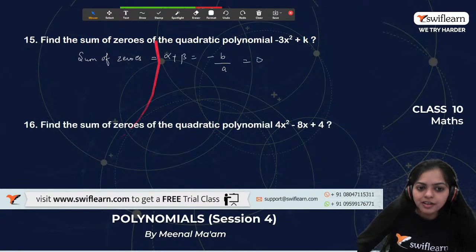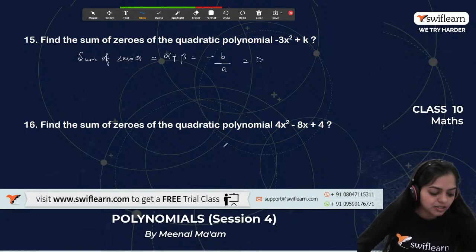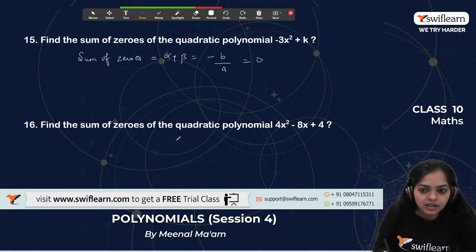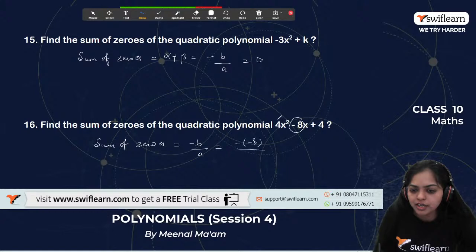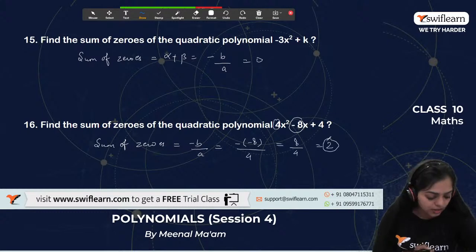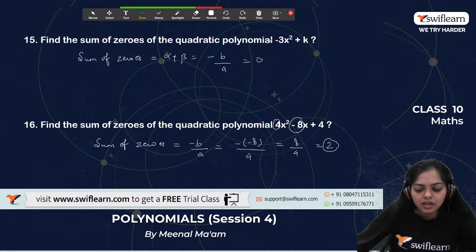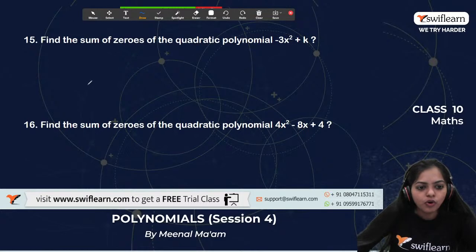Moving on to the next question. Find the sum of zeros of the quadratic polynomial 4x square minus 8x plus 4. Yes, let's have a look. Again, it's a quadratic polynomial and we know that the sum of zeros for a quadratic polynomial is equal to minus b by a. Here b is minus 8, so minus b is 8, divided by a, which is 4. So the answer is 8 by 4, that is equal to 2. So the sum of zeros will be equal to 2. Got it? Okay, if you got this one, let's move on to the next question.